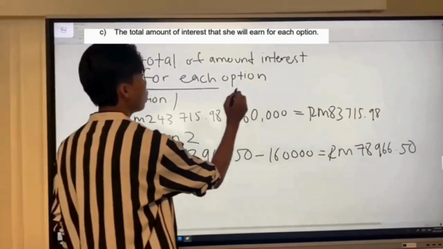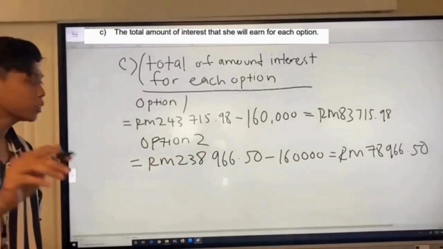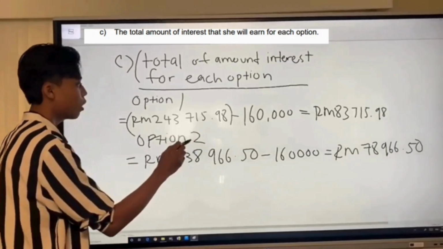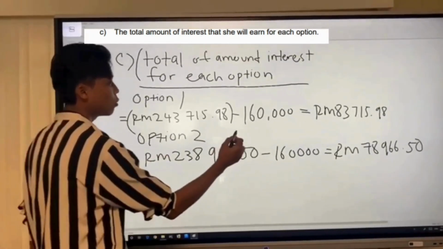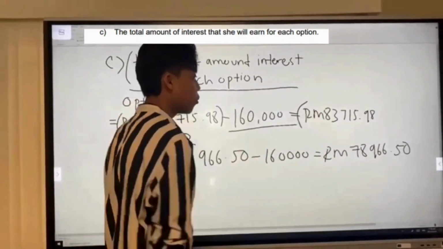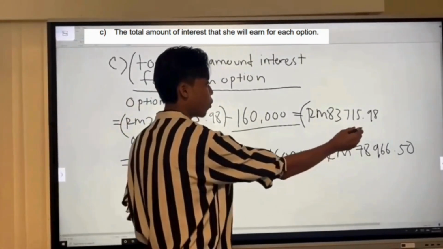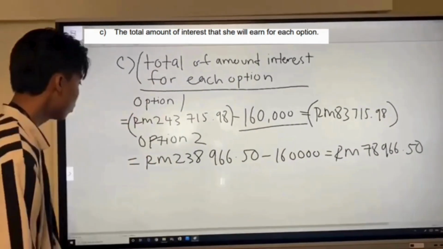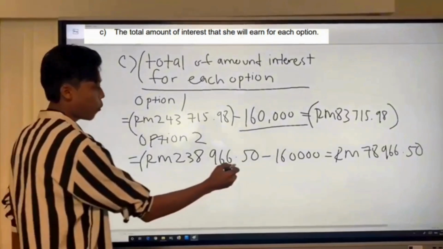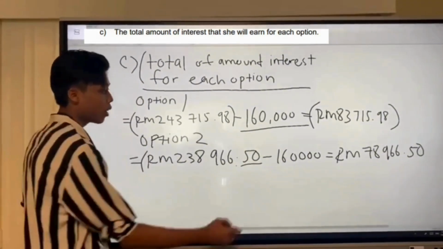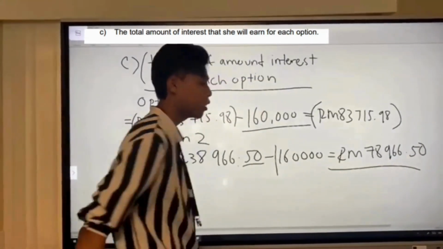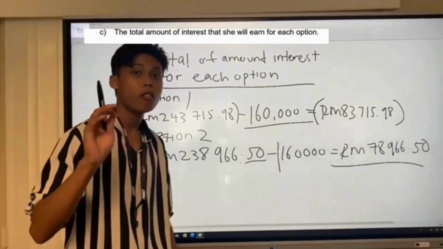So let's proceed to question C, where we need to find the total amount of interest for each option. For option 1, we take the amount from question B, which is 243,715.98 minus 160,000, and we get the interest earned, which is RM83,715.98. And for option 2, we have 238,966.50 minus 160,000, and we get the interest earned, which is RM78,966.50.